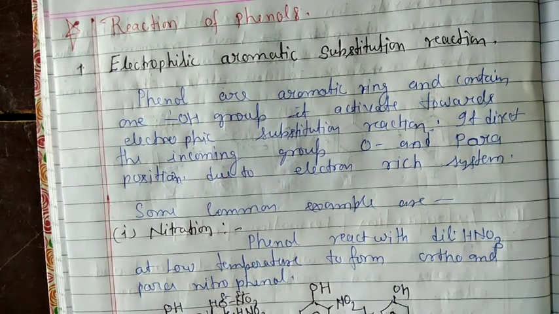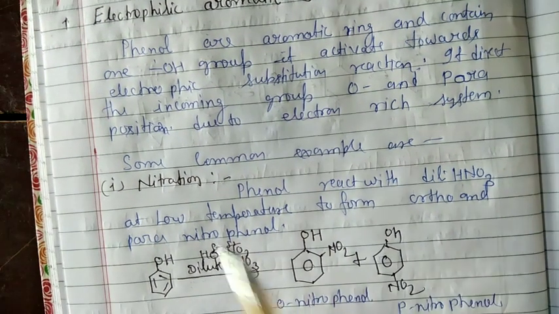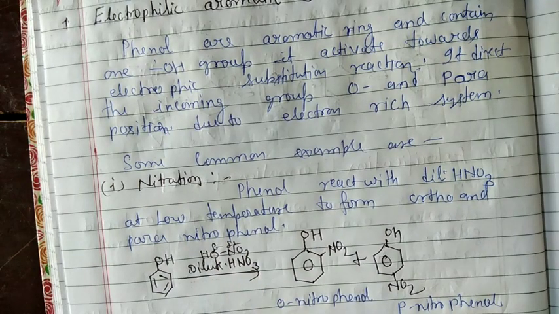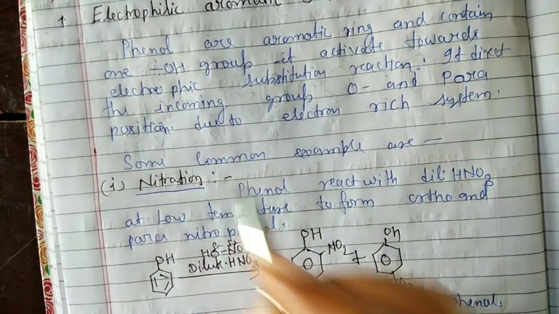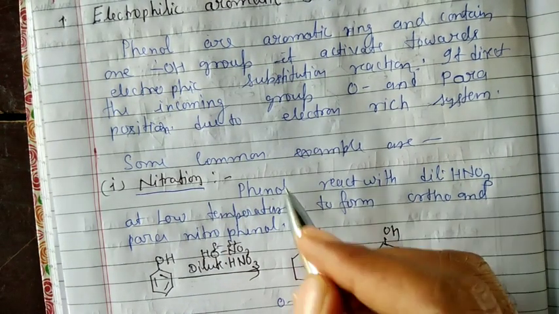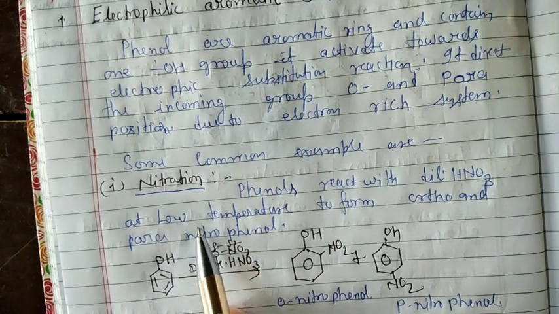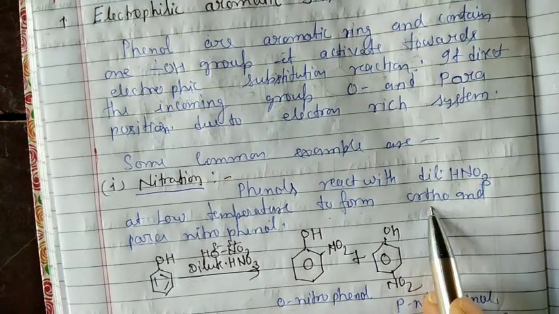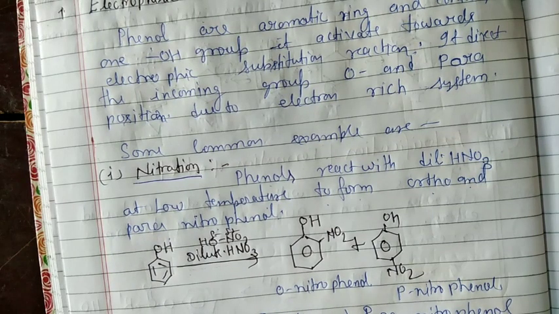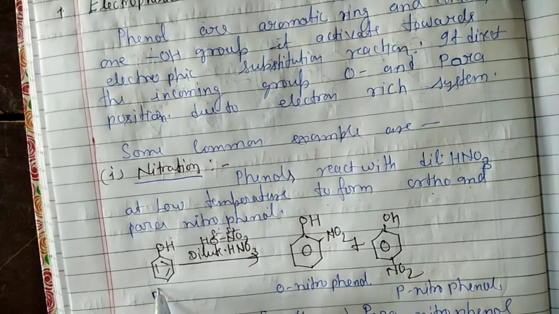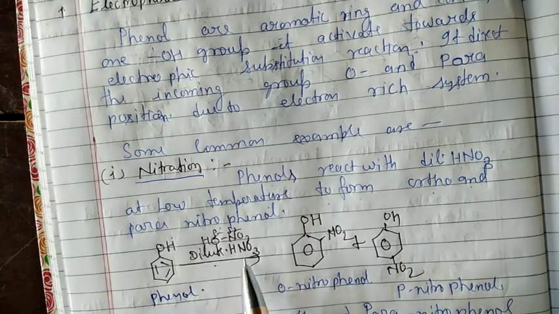Some common examples of electrophilic aromatic substitution reactions are, first, nitration. What is nitration? Phenols react with dilute nitric acid at low temperature to form ortho and para nitrophenol. For example, phenol reacts with dilute nitric acid.